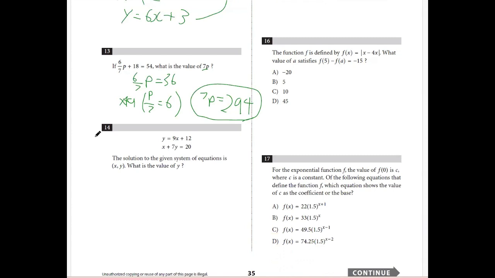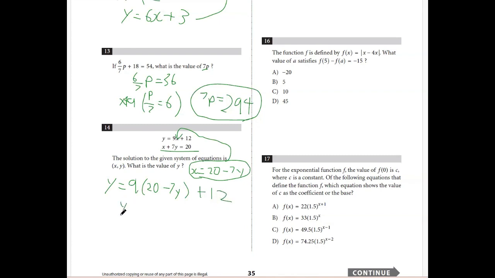14. The solution to the given system of equations is x, y. What is the value of y? I'm going to go ahead and rearrange the x here, so we can determine what y is. So x is equal to 20 minus 7y. And I'm going to put this inside this x here. So it becomes y is equal to 9 times 20 minus 7y plus 12.